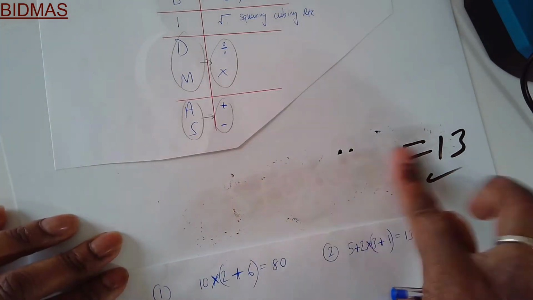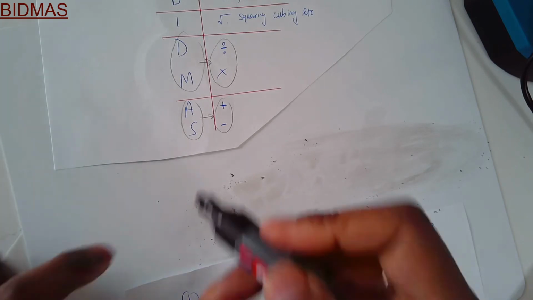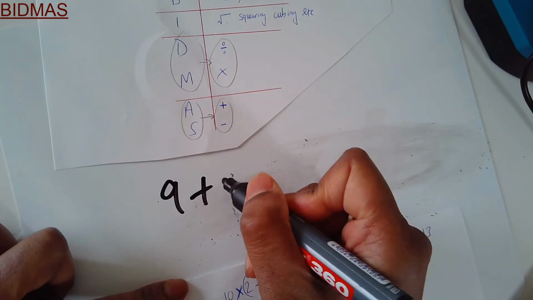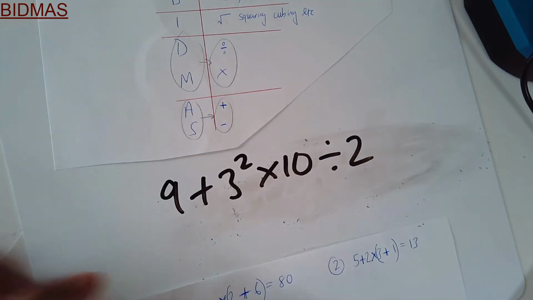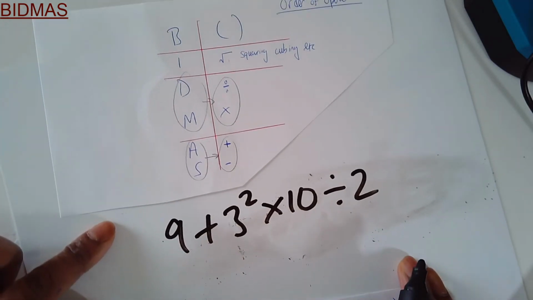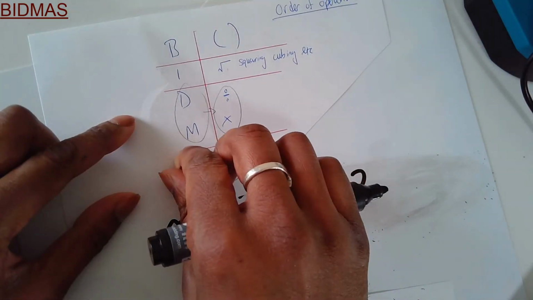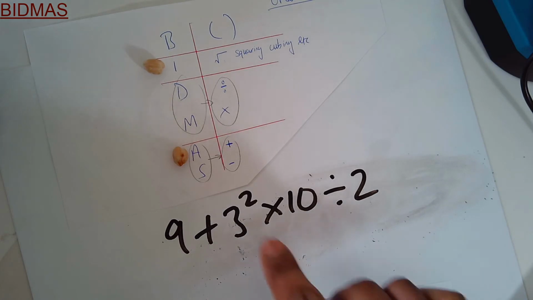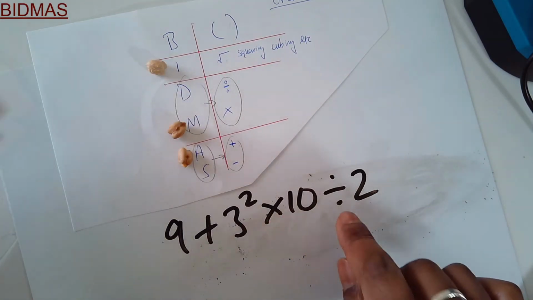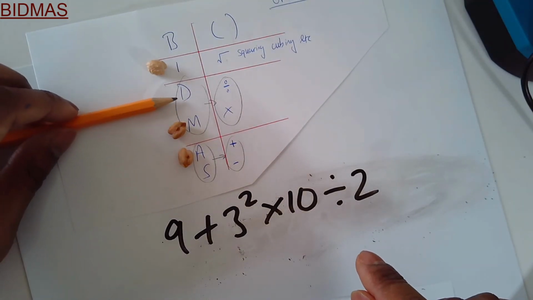Another question. Looks more complicated, but let's just work it out as it is. What would it give without putting the brackets in? So let's see what things we have. Right, we have got adding. We've got indices, we've got timesing, and division. So a lot of things there.